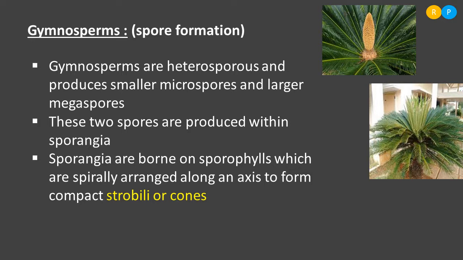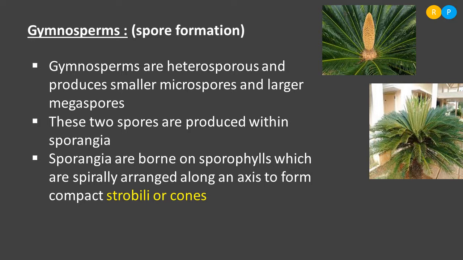Clear, right? So cones are the special structures. These cones are the reproductive structures of gymnosperms. Because of the formation of cones, all the gymnosperms are named as conifers. Clear? Conifers are the common name of gymnosperms because they produce cones as a reproductive structure. So how does the structure of a cone look?